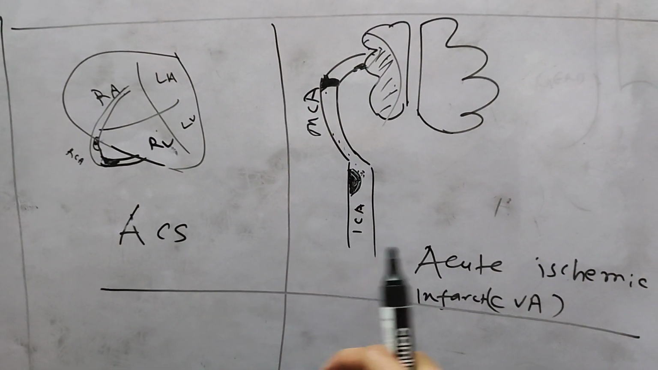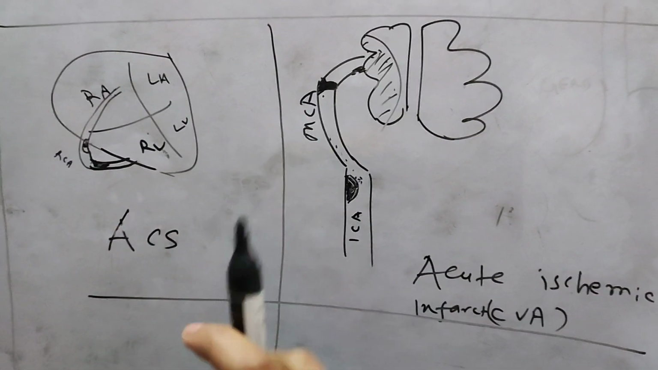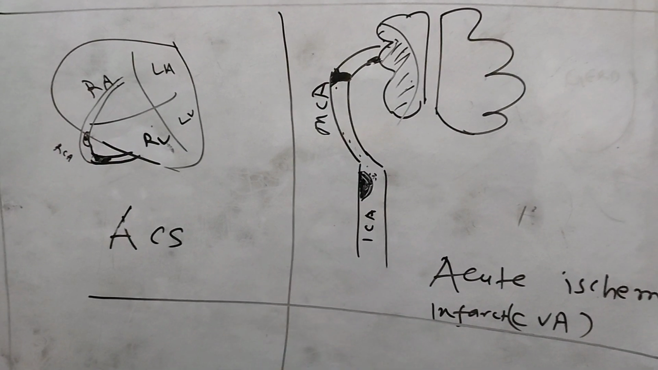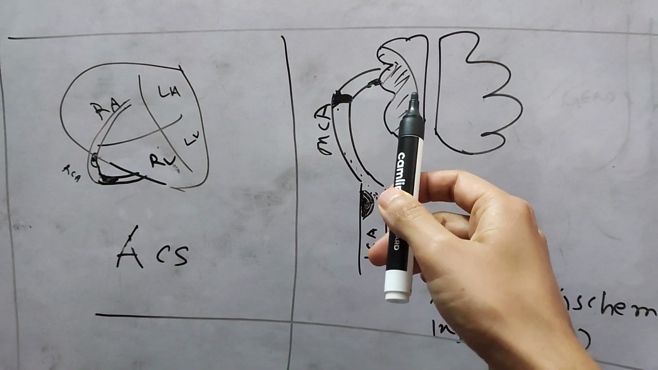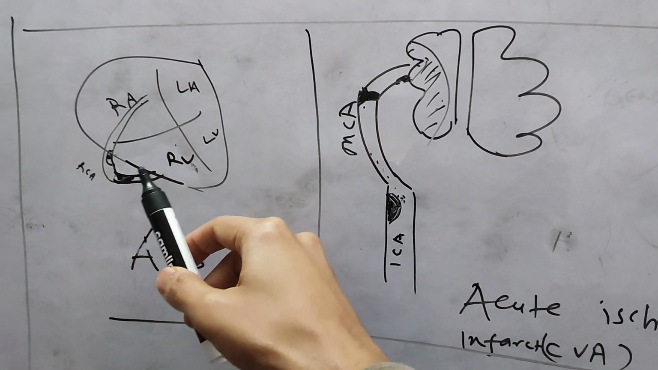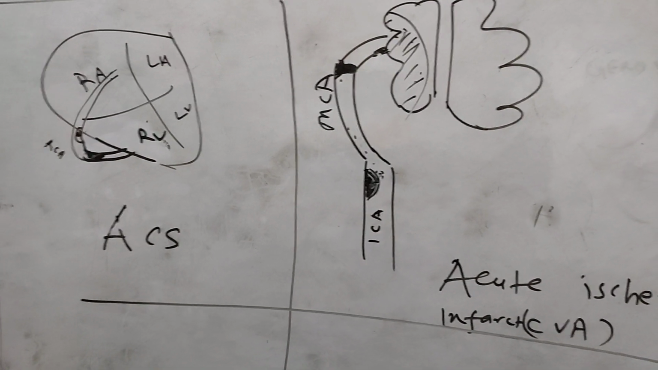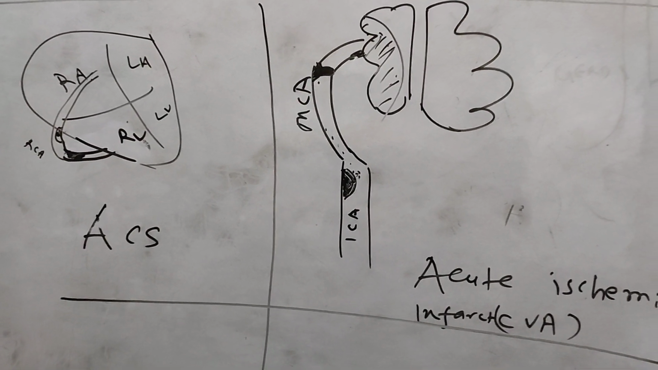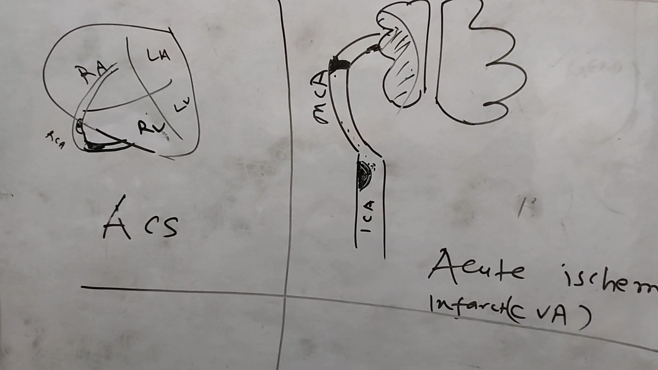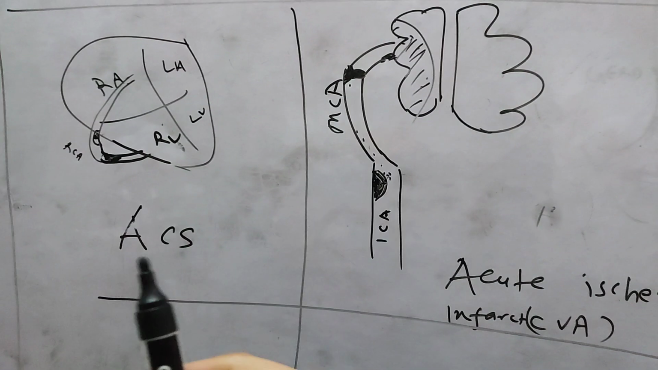Acute coronary syndrome and acute ischemic infarct both are big vessel disease. This can be a small vessel disease as well. If small vessels are involved, then that causes lacunar infarct. And here, if small vessels are involved, then that also causes infarct, but that is not manifested like ST elevations. That is called non-ST elevation acute coronary syndrome. But here we are talking about big vessel disease.